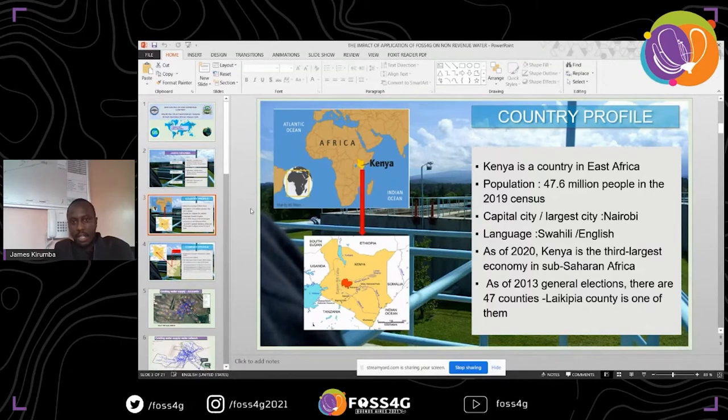Kenya is a country in East Africa with a population of 47.6 million people, from the 2019 census data. Our largest city, which is also the capital city, is Nairobi, and most people who live in Kenya speak Swahili and English. As of 2020, Kenya is the third largest economy in sub-Saharan Africa. As of the 2013 general elections, there are 47 counties. Laikipia County is one of them.